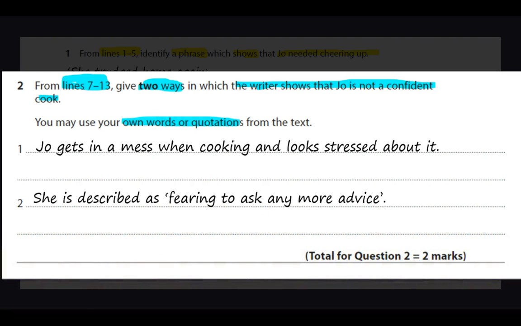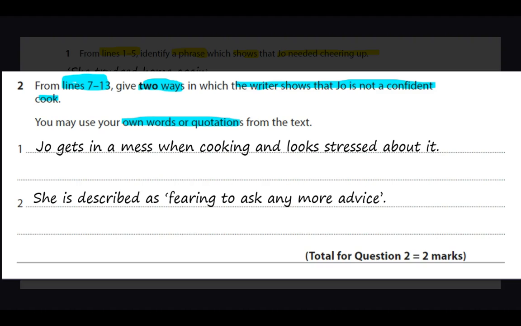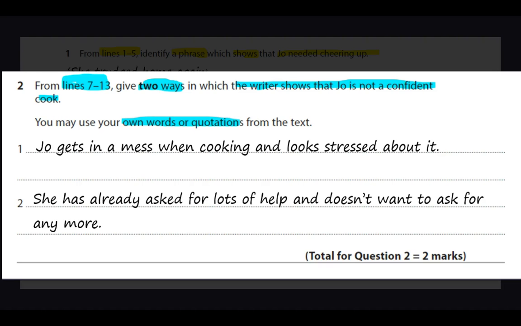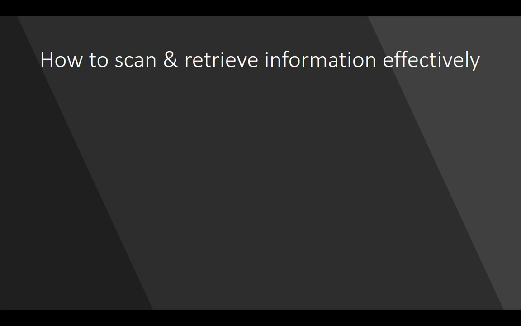Again, we could paraphrase this. We could write, she's already asked for lots of help and doesn't want to ask for any more. So like the first example, we've kept the essential meaning of she is described as fearing to ask any more advice. So we've kept the connotations of that quotation, but we've reworked it into our own words. So if you are going to paraphrase, make sure that you have understood fully what the quotation means and that you are paraphrasing accurately.